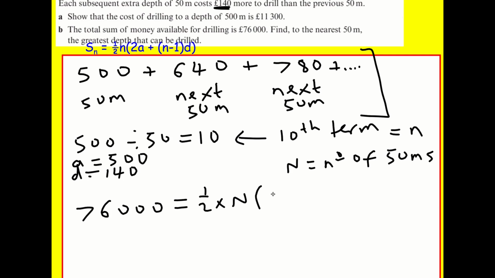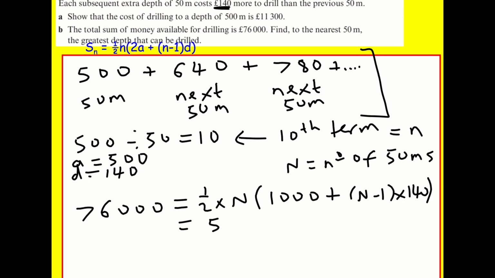Then I'm going to times by 1,000 again, plus n minus 1 times 140. And we got ourselves another quadratic to solve. This does not look particularly nice. I think I'm going to, this time, instead of timesing this by 2, multiply through by a half, because that's going to work out all right.